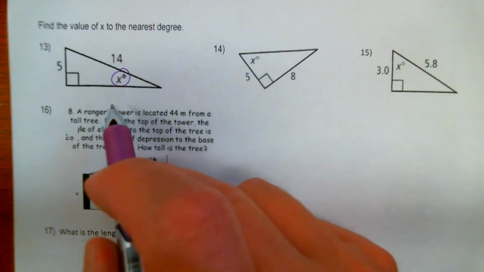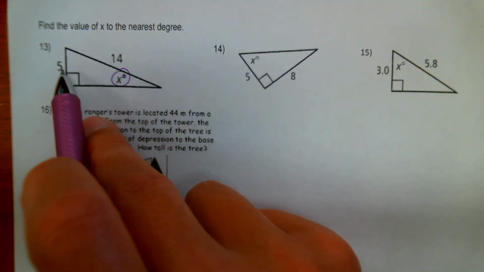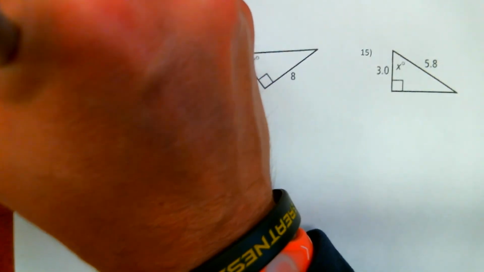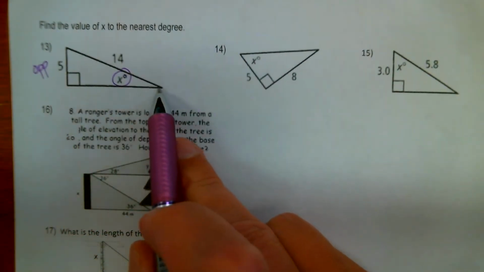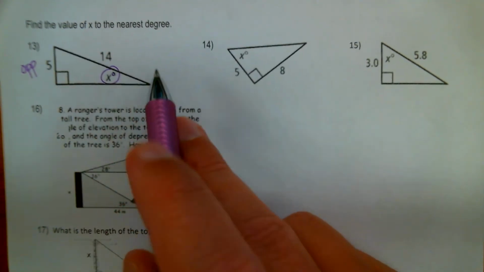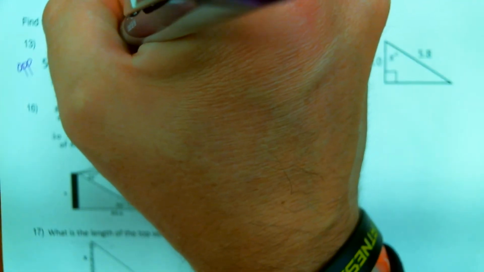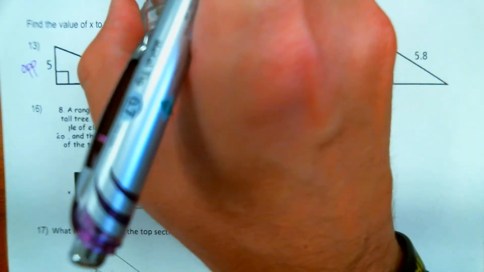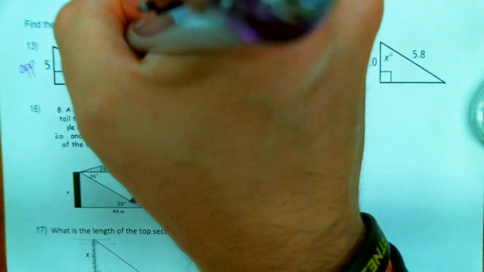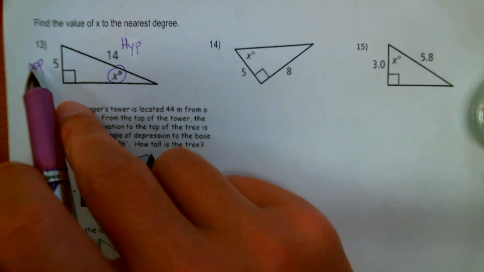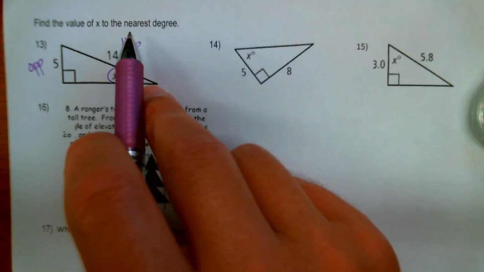Step 2 is to label. What is the 5? The 5 is across. The 5 is not touching this angle, so this is my opposite side. This side would be my adjacent, but I don't need to label that because there's nothing there. And then 14 is my hypotenuse. So now I've got to figure out which trig function has opposite and hypotenuse in it.